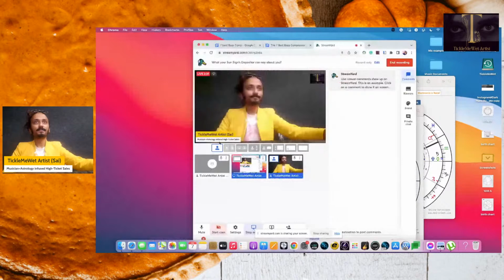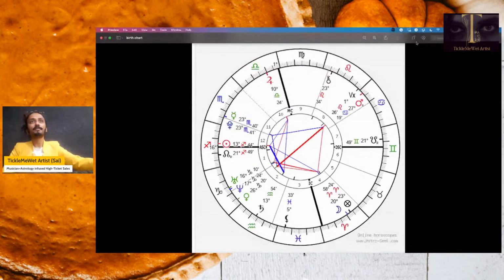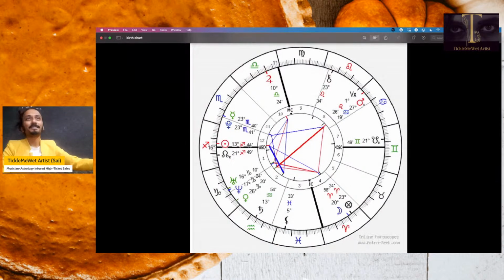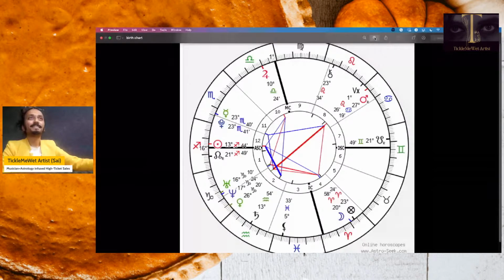Okay, so here we go. Let me get in here. That's my good old birth chart. See how pretty it is. That's how pretty charts are. I love charts.